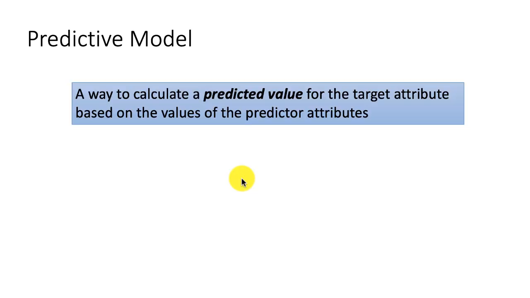So a predictive model, as we've already seen, is basically a way to calculate a predicted value for a target attribute based on values of the predictor attributes. Right? That's what a model is. Given the values of the predictor attributes, it gives you a way of computing a value for the target attribute.